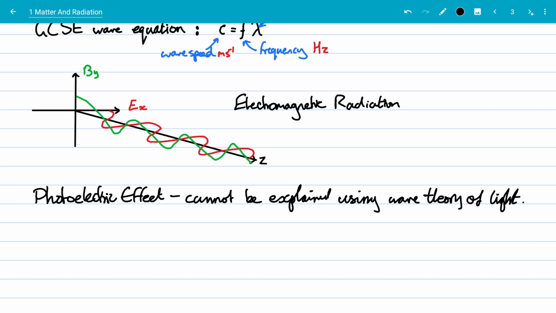So how do we explain it? Albert Einstein, 1905, solved the problem of electromagnetic radiation causing electrons to be emitted from the surface of metals. He solved the problem by using the work of Max Planck.